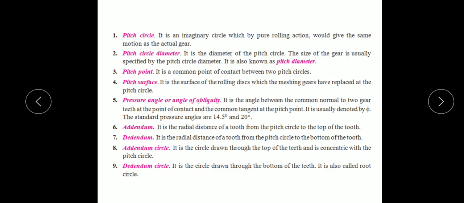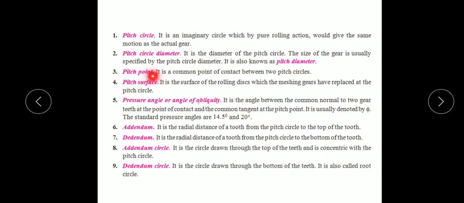We have already mentioned that the diameter of a gear is specified according to the diameter of the pitch circle, and it is an imaginary circle which by pure rolling action would give the same motion as the actual gear. According to this only we are defining a gear, the basic parameter of a gear. And pitch circle diameter, we have already mentioned that the diameter of the pitch circle is known as pitch circle diameter. It is also known as pitch diameter, and the size of a gear is usually specified in pitch circle diameter.